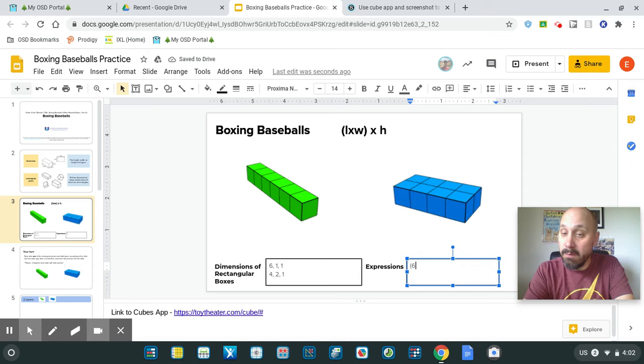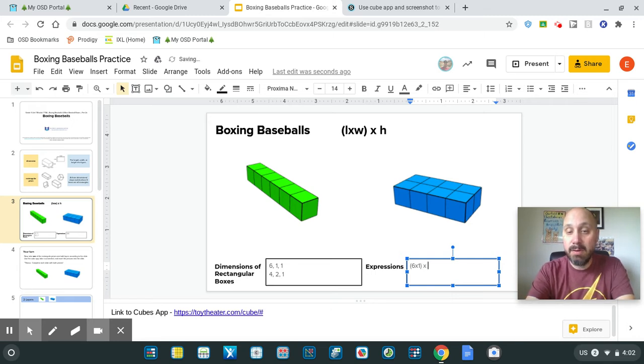Now we're starting our formula. So we're multiplying our length by our width, which was a 6 by 1. Remember that? 6 times 1. That's also called the base. That's the base of our foundation. It's the bottom of our rectangular prism.